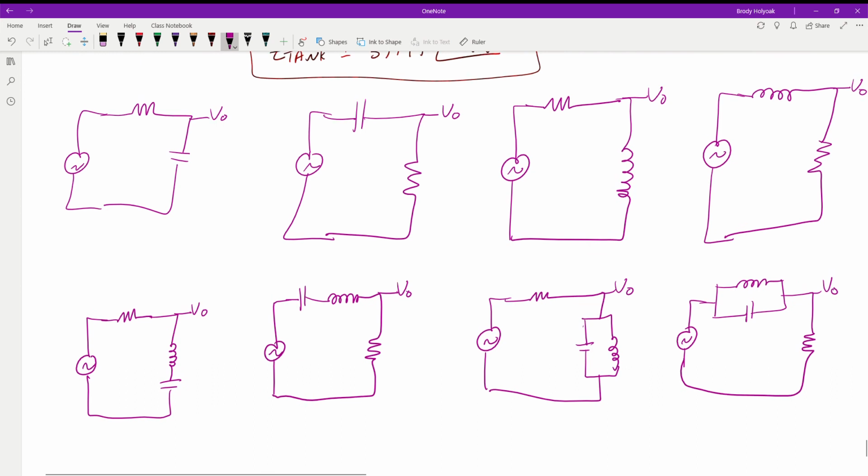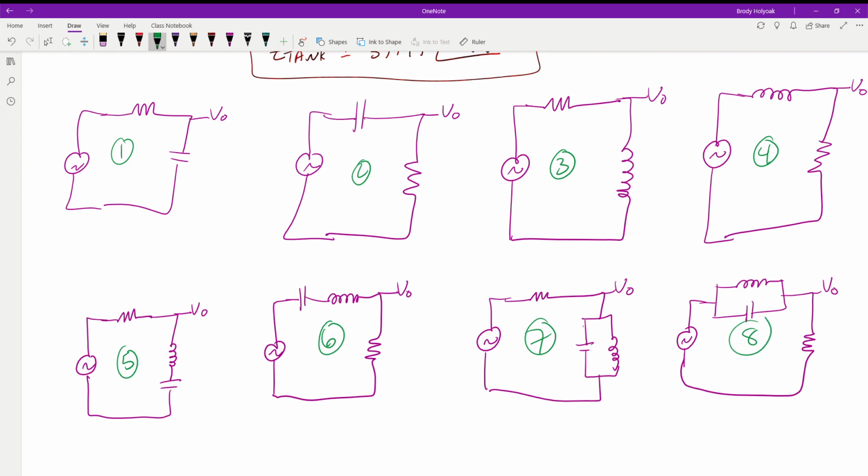So now we should be able to at least identify what these are: high pass, low pass, band stop, just based on their configuration and what we know about what they do. So remember, let's come back and look, and I'll label these in a different color. I'll just number these: 1, 2, 3, 4, 5, 6, 7, and 8.